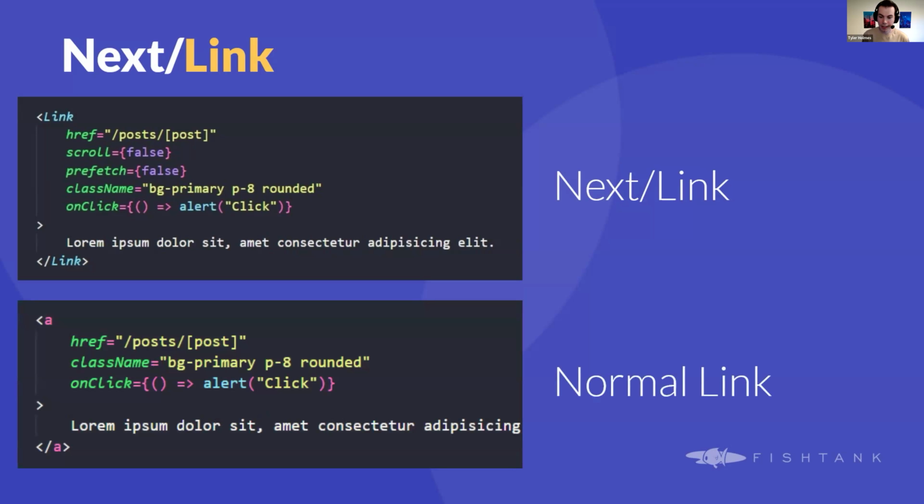When we compare the Next.link tag to the normal anchor tag, you can see that we have some extra attributes on the Next.link compared to the normal anchor element. You'll notice that most of the elements remain the same, so both tags are using href, class name, and onClick. However, in this specific example, we have two new attributes, prefetch and scroll.